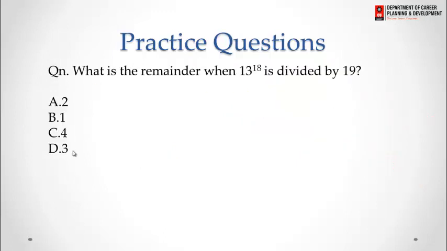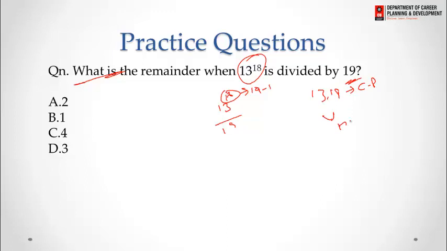And last, that's what we have. Here we need to find the remainder when 13 power 18 is divided by 19. So what we need to do is take 13 power 18 divided by 19, and 18 is 19 minus 1. Whenever both numbers are co-prime, and here 13 and 19 are co-prime numbers as their HCF is 1, hence the answer for this question is 1. Option number B we have.